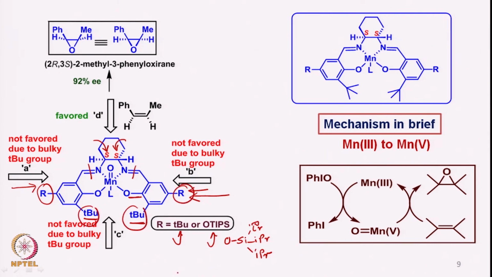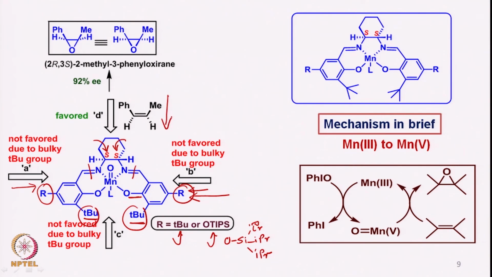So, from the A, B and C sides, as we can very clearly see, the tertiary butyl groups which are deliberately put, or the triisopropyl silyl group which is put, are specifically there to block the attachment of the olefin from these 3 sides. And therefore, what is left is only the top side, the D side, where the olefin can approach.